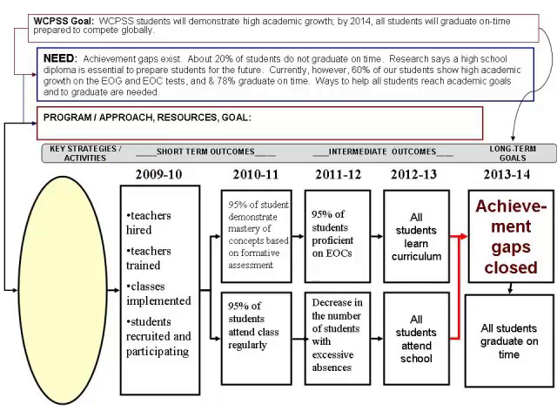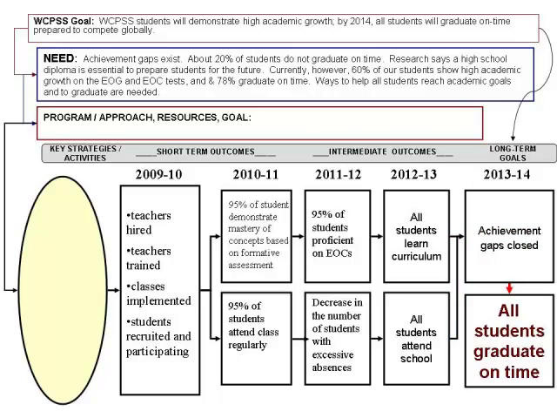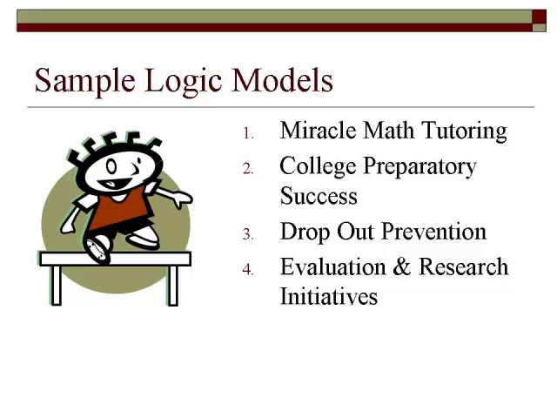Arrows are also used to indicate the relationship between the components and the order of events. In this example, both intermediate outcomes lead to one of the 2 long-term goals, achievement gaps closed, and this leads to all students graduating on time.